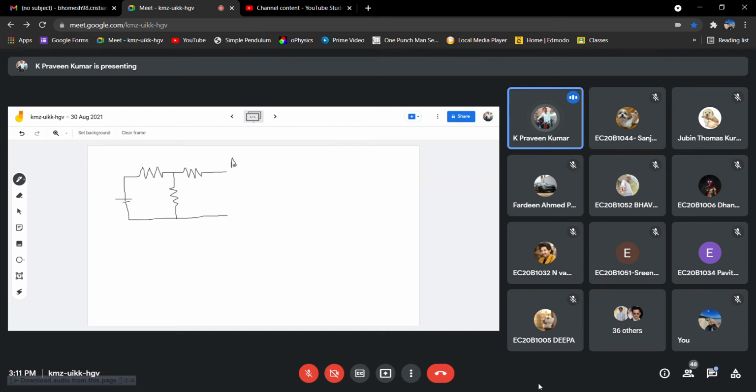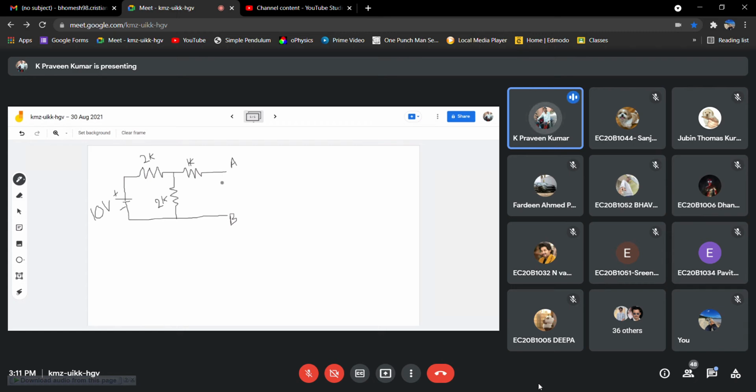So let us say this is terminal A and this is terminal B, and this is voltage source V. So let us say that is 10 volt, and this is 2K, and this is also 2 kilo ohm, and this is 1 kilo ohm. Right.